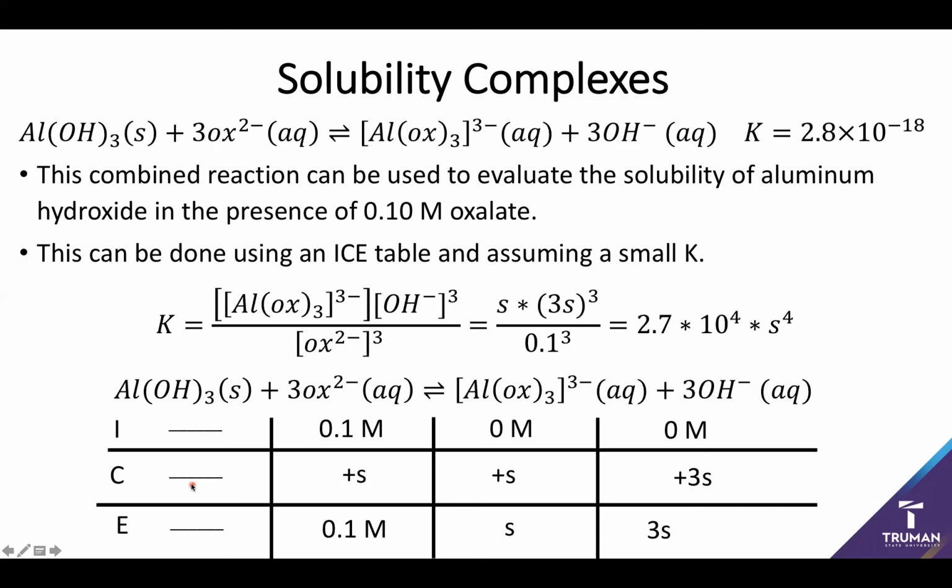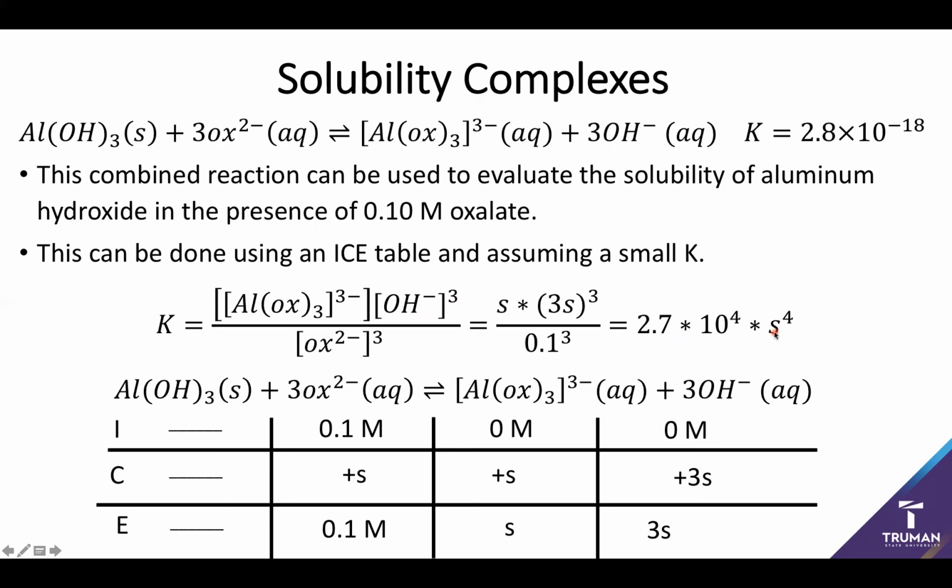So let's go ahead and plug these new values into our equilibrium constant. So again, the oxalate concentration really won't change, so that will just show up as 0.1. The aluminum oxalate complex shows up as a single X value, and the hydroxide, that's the one that gets a little bit tricky, because we're producing 3 of them, but we then need to remember to cube the whole term. By combining all of these numerical values, we end up with our equilibrium constant being equal to 2.7 times 10 to the 4th times the solubility to the 4th power.